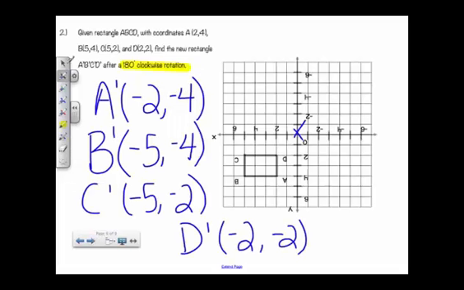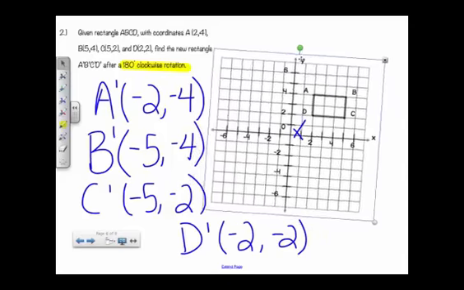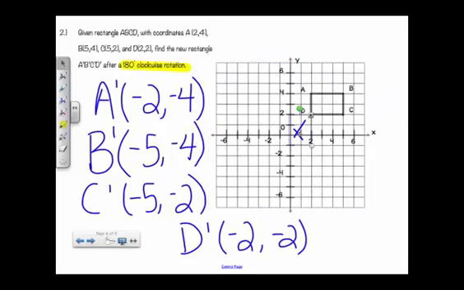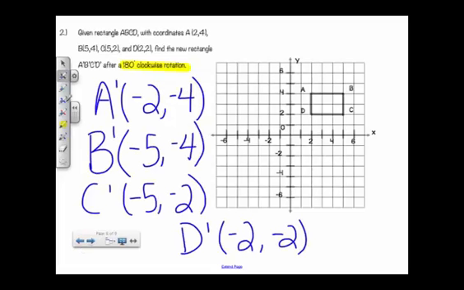So I'm going to take my graph right here, and I'm going to turn my graph back. You should turn your whole entire paper back. And then step number 5 asks you to graph out the new coordinates. So I'm going to go ahead and graph out what my new coordinates are right here.